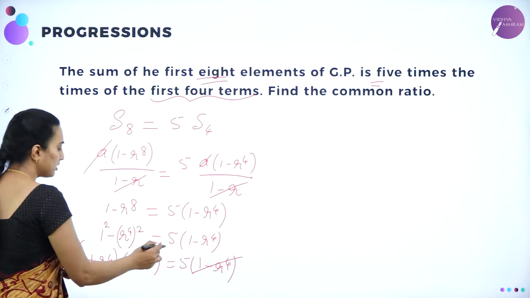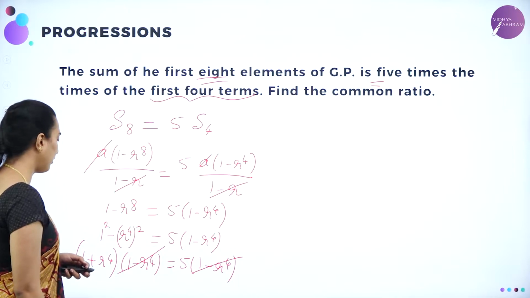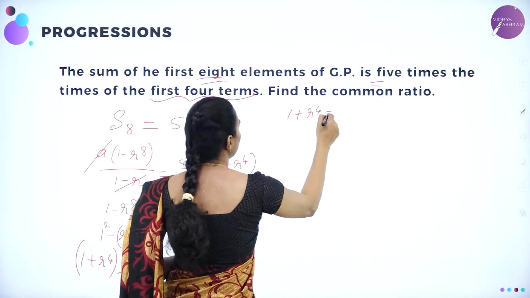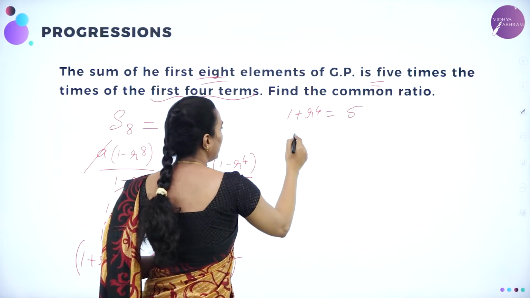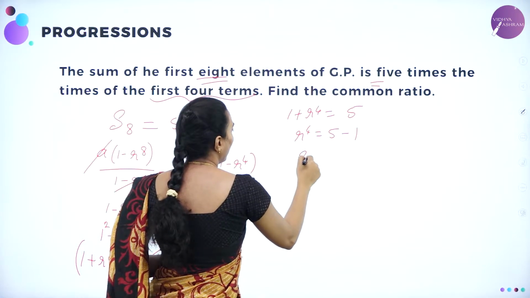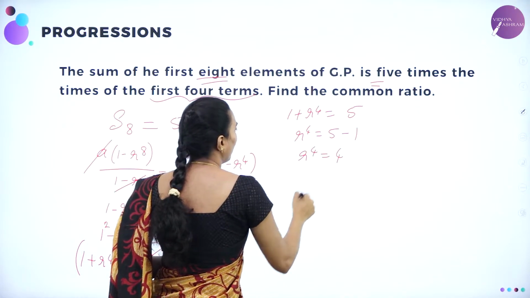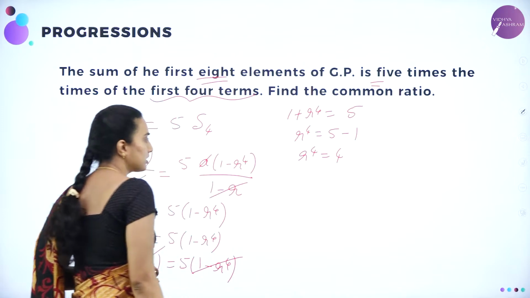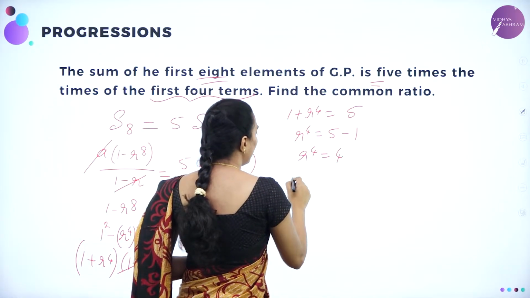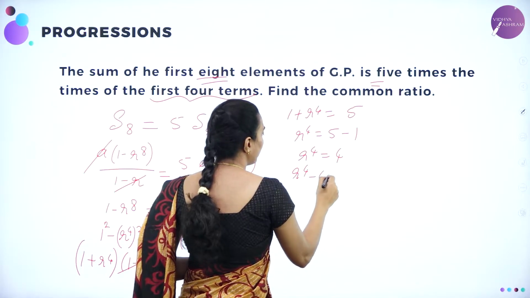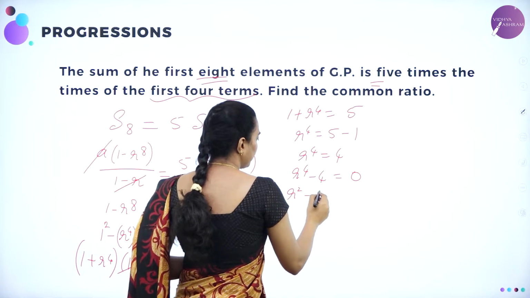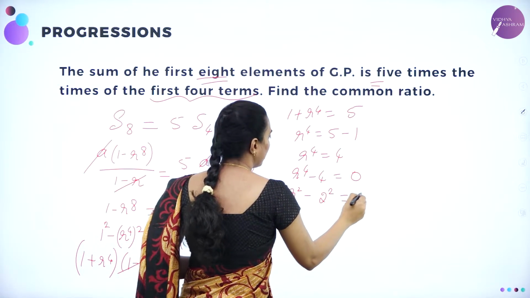Now dears, 1 minus r to the power of 4 and 1 minus r to the power of 4 will go. Remaining is 1 plus r to the power of 4 is equal to 5. Now you can take 1 to that side. r to the power of 4 is nothing but 5 minus 1, or r to the power of 4 is nothing but 4. Now you can bring this term, r to the power of 4 minus 4 is equal to 0. Otherwise, r squared minus 2 squared is nothing but 0.